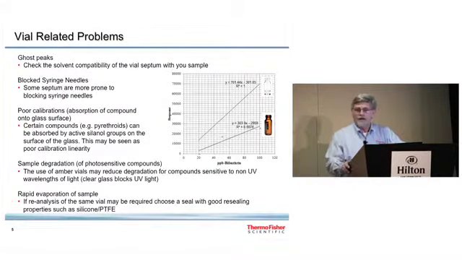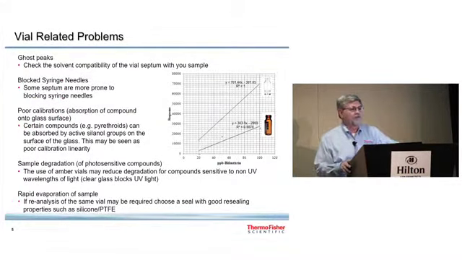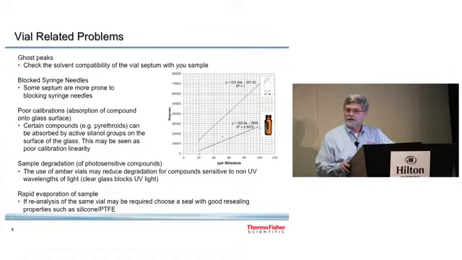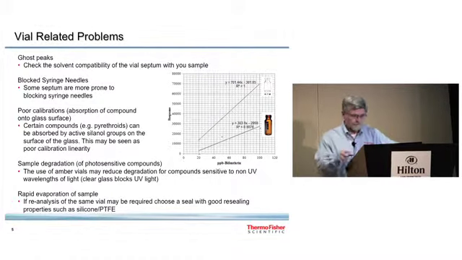Ghost peaks. A lot of people change solvents when they're doing methods and developing new method applications. And one of the things they do is they always grab the same septa, and it may not be right for the solvent that you're using. So one of those things you need to check is to make sure that you're using the right septa on your sample vial.